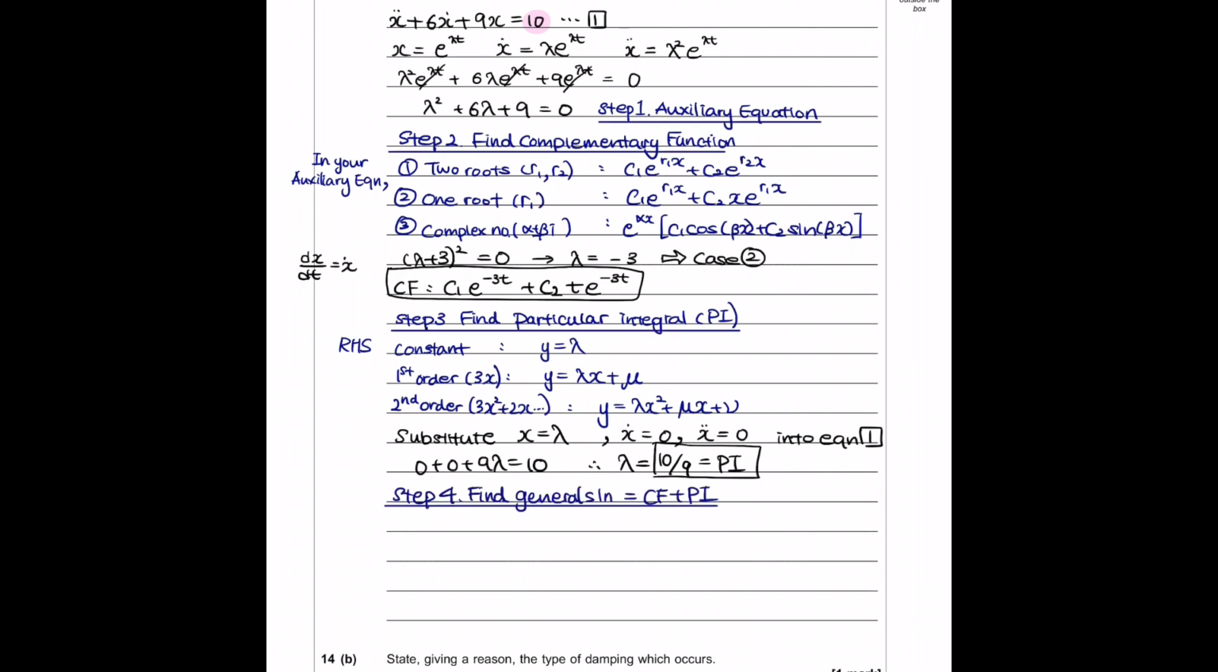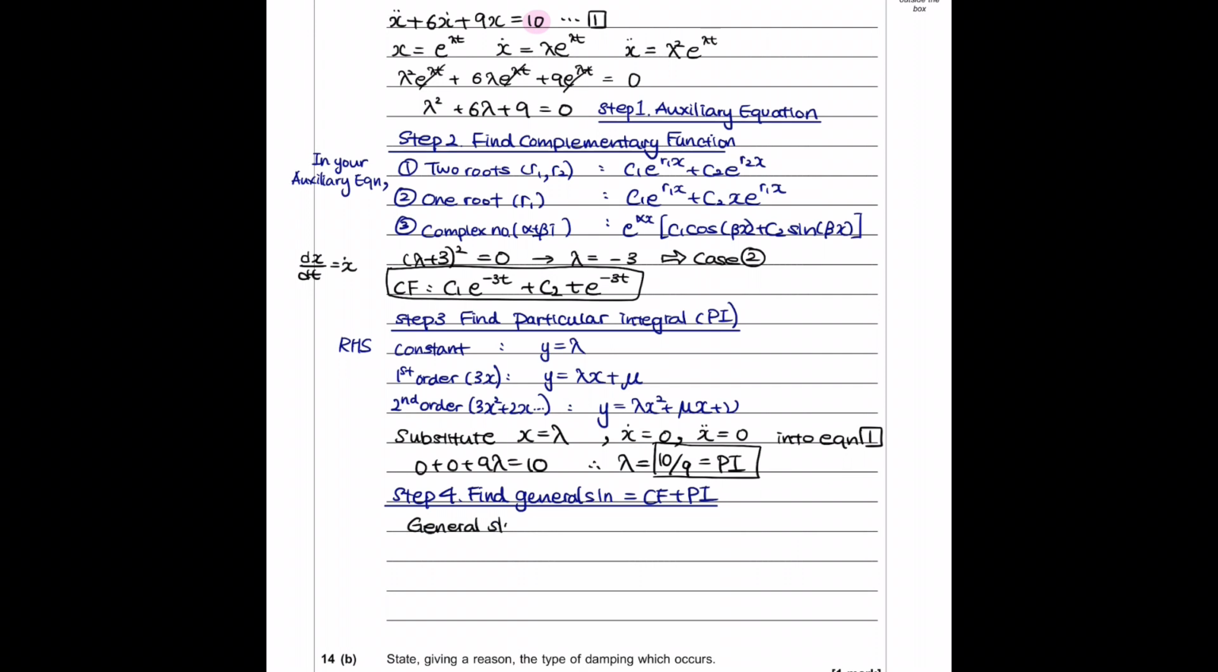Our step 4 is to find our general solution. The general solution is the solution with the constants. So we haven't found what those constants are, but we can find a general solution by adding our CF and PI together.